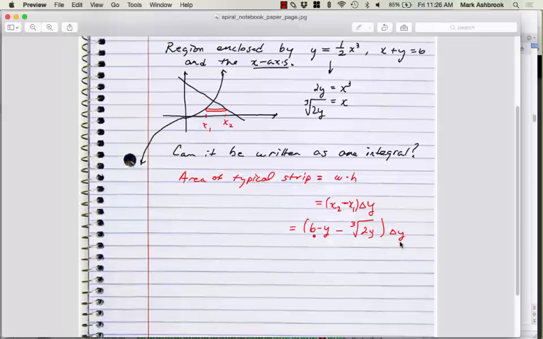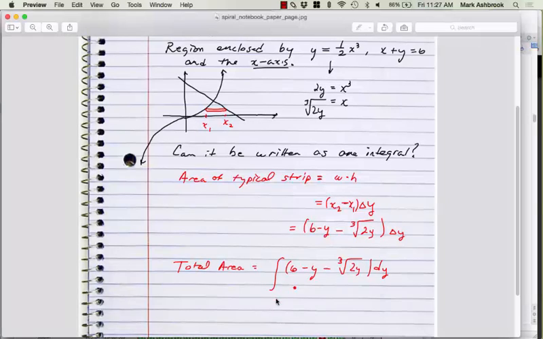So that's a typical strip, and that's the same one for the whole region. Where's the first strip at? So the total area is the integral of ... minus the cube root of 2y dy.